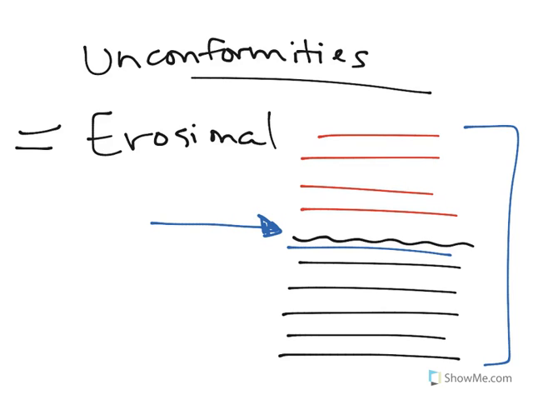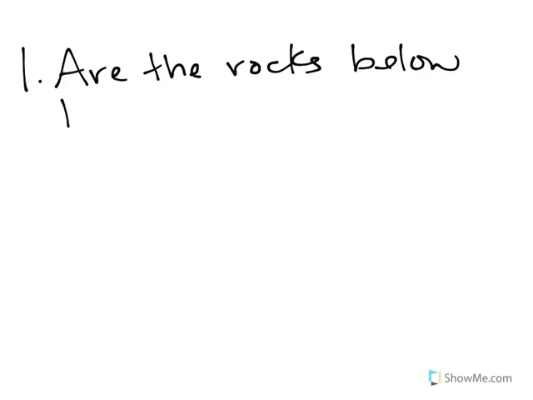Now, when we give these unconformities names, it's actually really very simple. So I want you to follow these steps. There are only 3 types of unconformities. If you follow these steps, it's going to be very simple to figure out what kind of unconformity you're looking at, because we name them based on geometry. So the first question you're going to ask yourself is, are the rocks below the unconformity flat or folded?